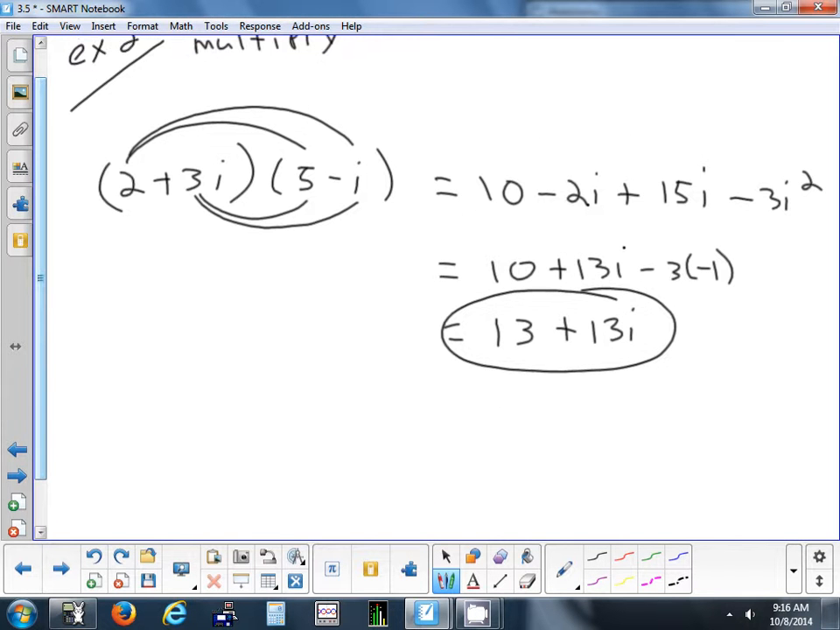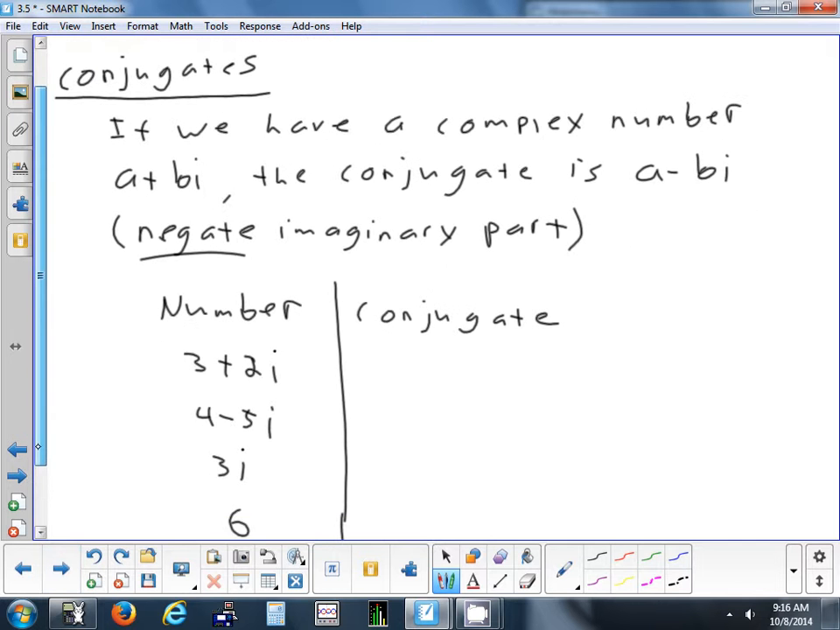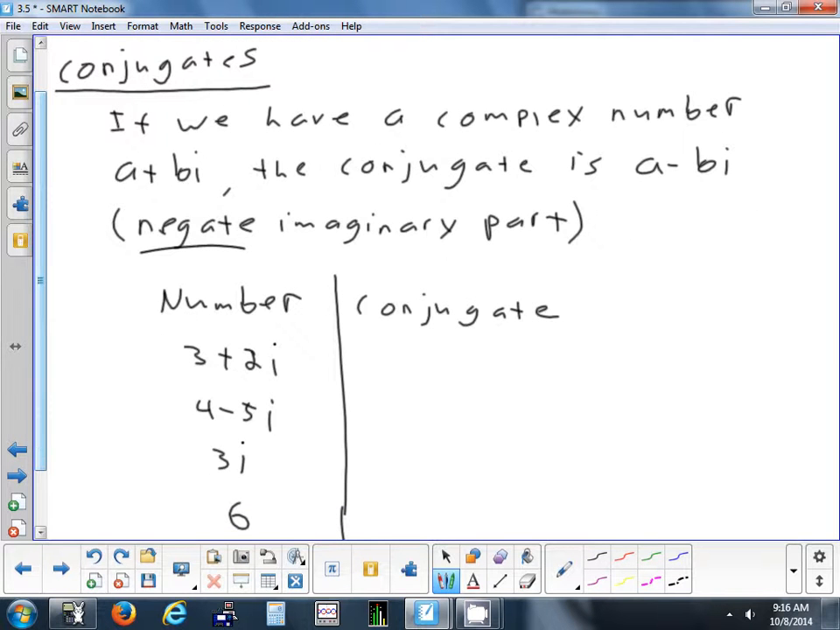All right. And the last type we have to do is division. But before we can look at division, we have to understand the idea of a conjugate. A conjugate, when we're talking about a complex number, is when you change the sign of the imaginary part. Or the verb we use for that is negate. You negate the imaginary part. So if I had 3 plus 2i as my complex number, anybody think they know what the conjugate of 3 plus 2i would be?